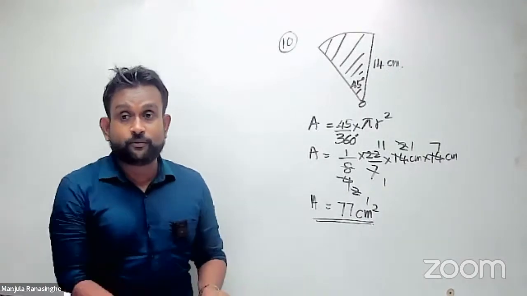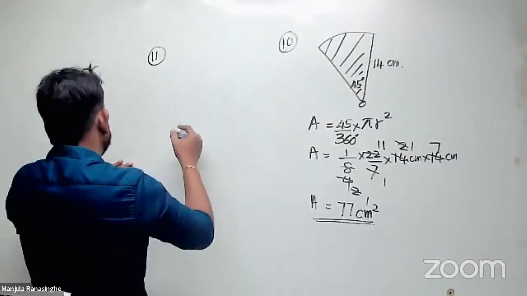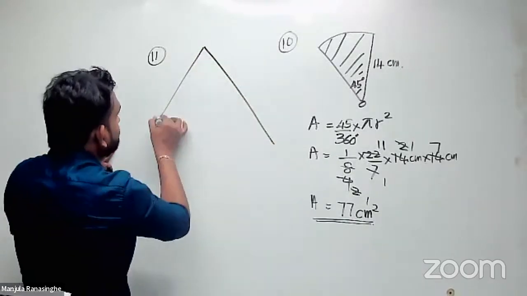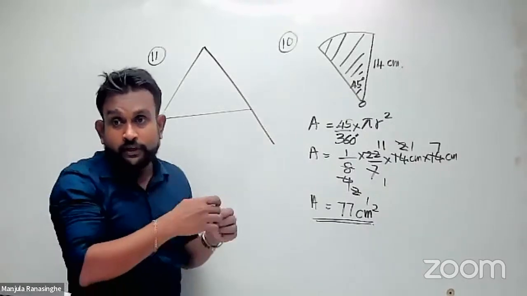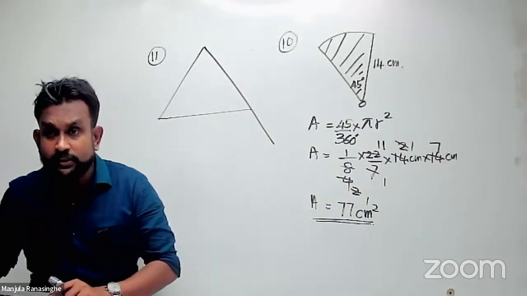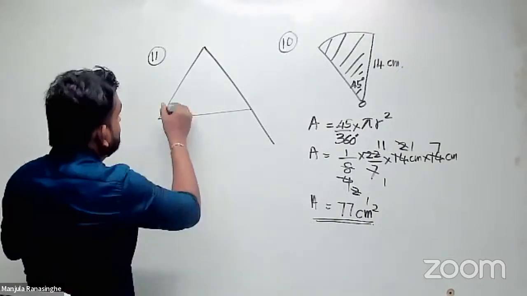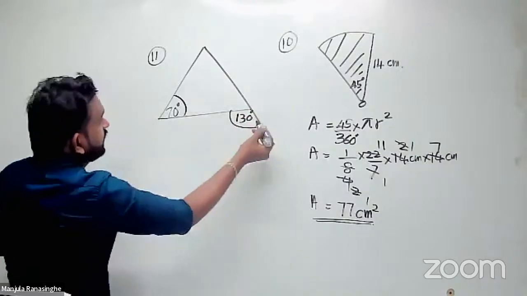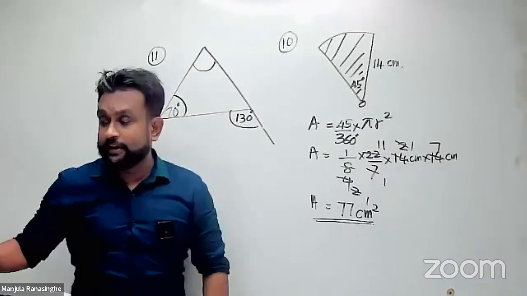So question number 11, that is the exterior angle theorem. You can see that here we have a triangle, and here 70 degrees, and here 110, and here 130 degrees, right? What they are asking is this angle.